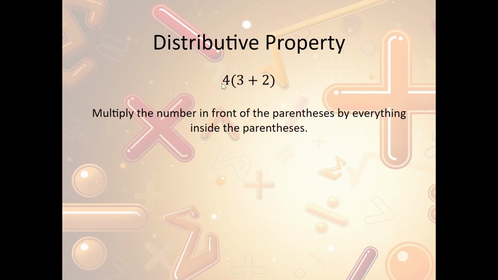Distributive property. So we have 4 times 3 plus 2. What we're going to do is multiply the number out front by everything inside. So 4 times 3 plus 2 could be 4 times 3 plus 4 times 2. So that's 4 times 3 is 12, and 4 times 2 is 8. When we add those together, we get 20.